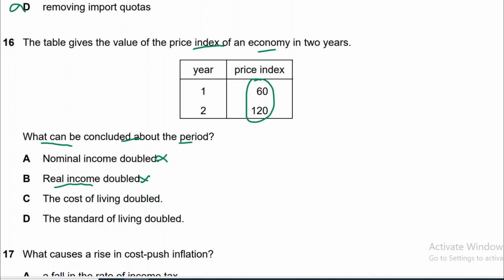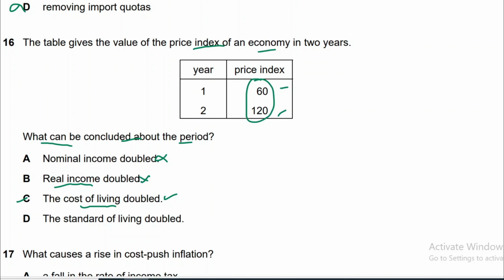The cost of living doubled. Yes, this is the correct answer, because prices have doubled. When the price index increases from 60 to 120, it means prices have now doubled. When prices double, the cost of living will double as well, because now you have to pay double the price for everything, so your cost of living will increase.